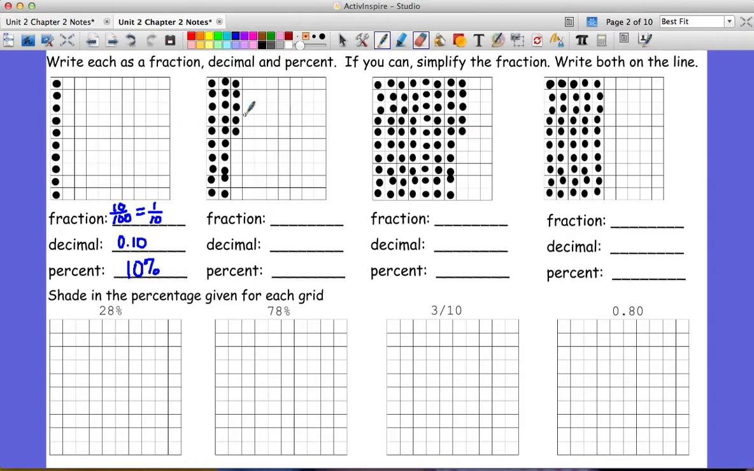I want you to take a minute and do the next 3 problems, and when you come back, we'll go over your answers. So here you should have gotten 25 over 100. And you can simplify to get 1/4. As a decimal, you would get 25/100ths. And as a percent, you would get 25%.